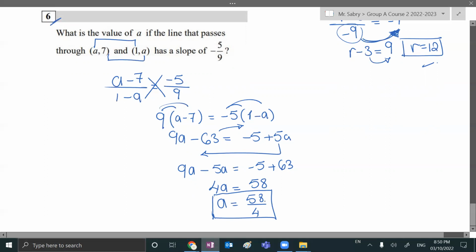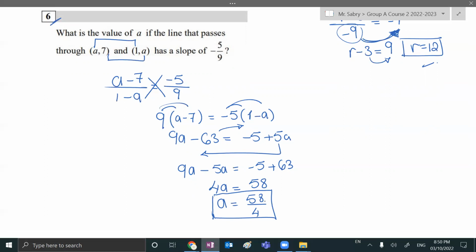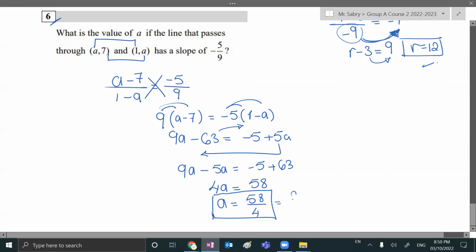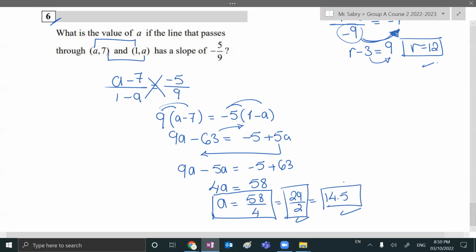Please ask. Any questions? So 14.5 is correct? Yes, because 58 over 4 should be simplified to become 29 over 2. Or if you wrote it as a decimal, 14.5, it's true. So this is correct and this is correct. Both are right if you wrote them as decimals. The form is not accurate because I didn't put one of them. But in the actual exam, both will be correct.